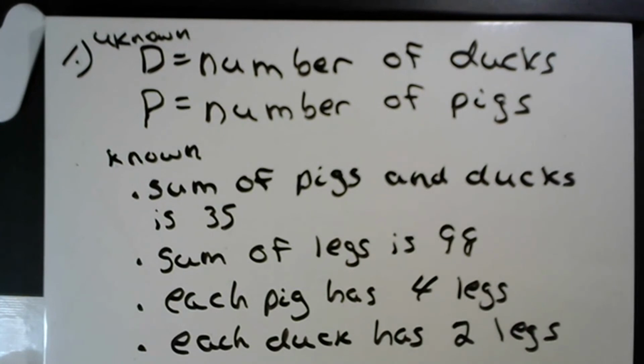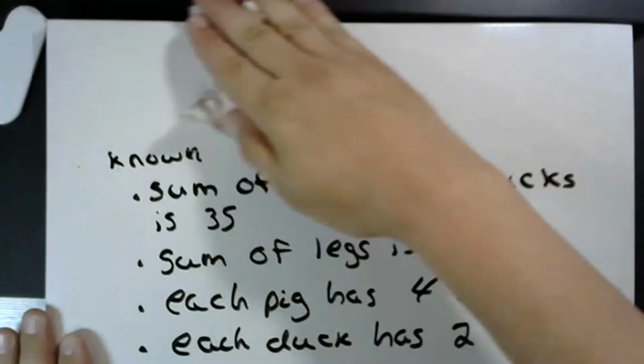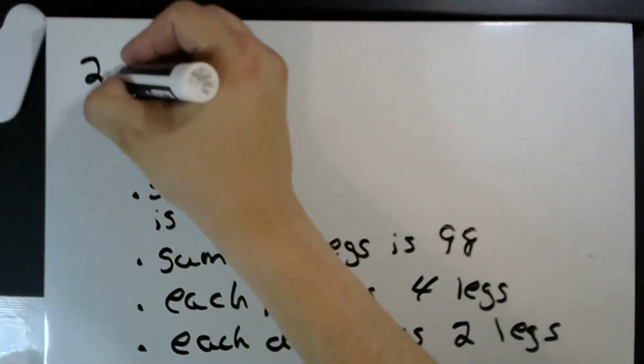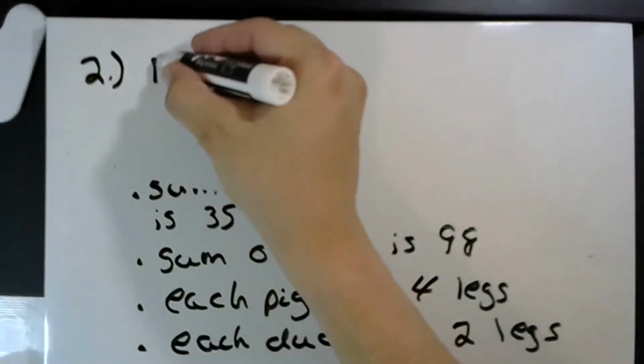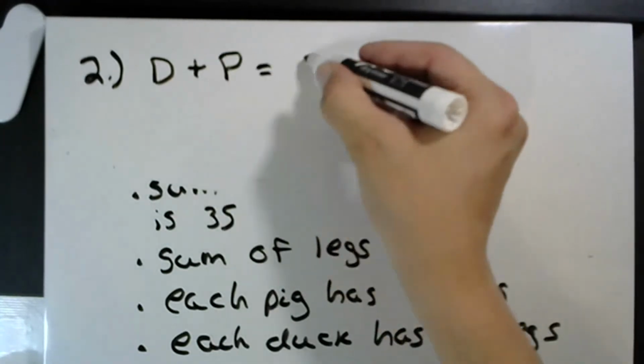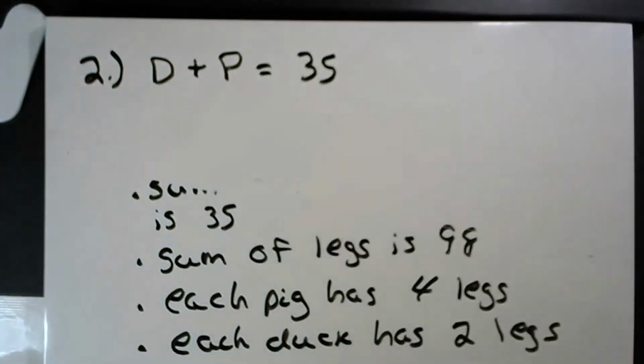If D is the number of ducks and P is the number of pigs, well, then the plan I'm going to try to go with, and I mentioned it earlier, is the system of equations. The number of ducks plus the number of pigs, that has to be 35.